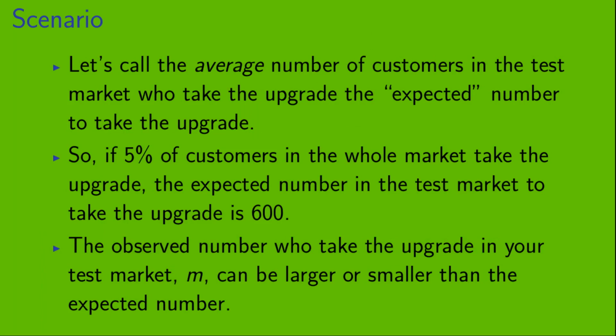Let's call the average number of customers in the test market who take the upgrade the expected number to take the upgrade. So if 5% of customers in the whole market take the upgrade, the expected number in the test market to take the upgrade is 600. So that's 5% of 12,000. The observed number who take the upgrade in your test market, M, can be larger or smaller than the expected number.